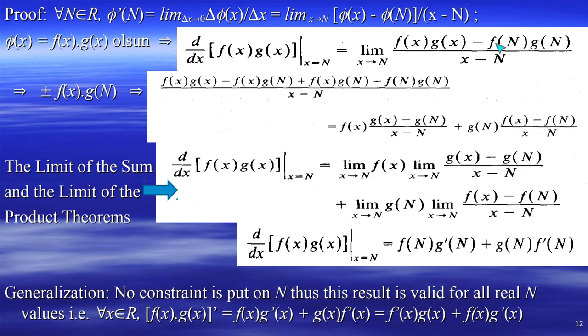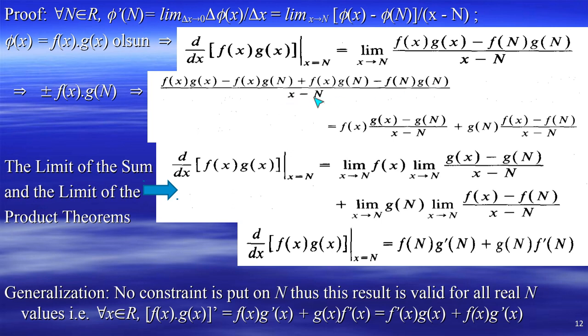What do I obtain? The numerator becomes f of x times g of x minus f of x times g of n plus f of x times g of n. You see, I subtract and add the same thing, so it doesn't change. Minus f of n times g of n. And the denominator is x minus n.